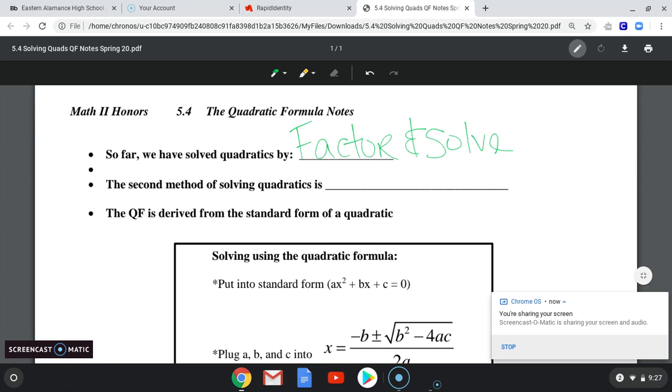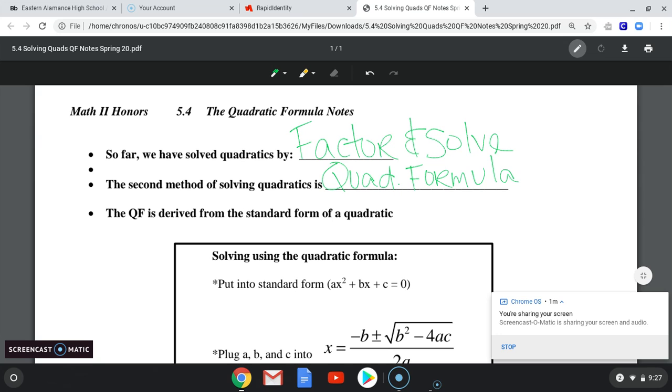Now the second method we're going to focus on today is going to be using the quadratic formula. If we were in class, I'd be showing you this awesome little cartoon, but unfortunately, we are not there, missing every single one of you. I know that you and I both hope to be back to school soon.